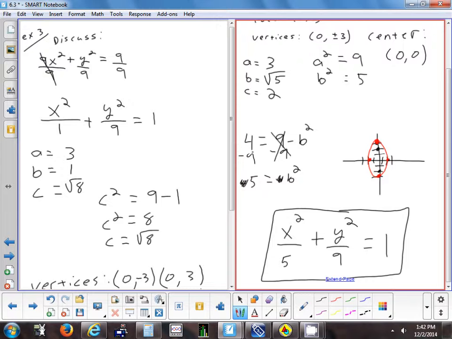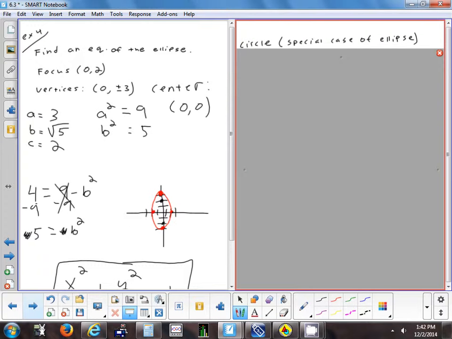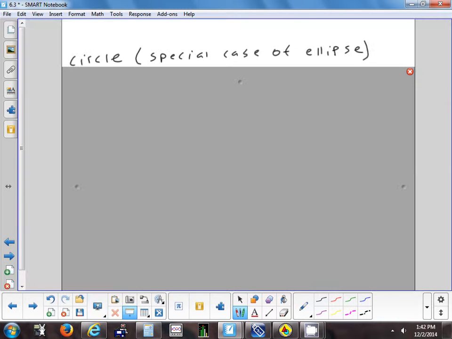All right, let's look at maybe 1 or 2 where they're shifting. I'm not going to cover this, but a circle, you don't have to write this down. A circle is really a special case of an ellipse.